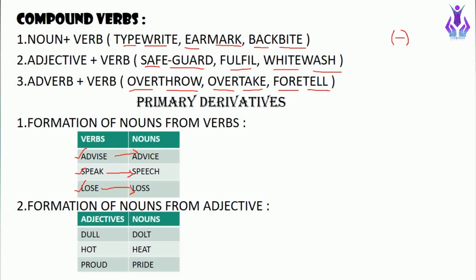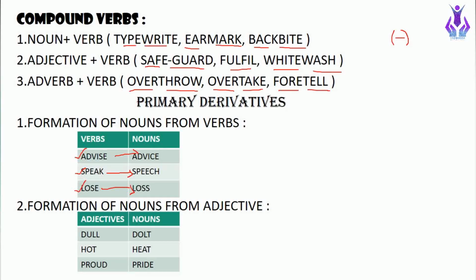We have certain more examples of this, like when we say live. Live is our verb, and we make the noun life from it. Similarly, we have one more example: break is a verb, and breach is a word made from break, and it is a noun itself.